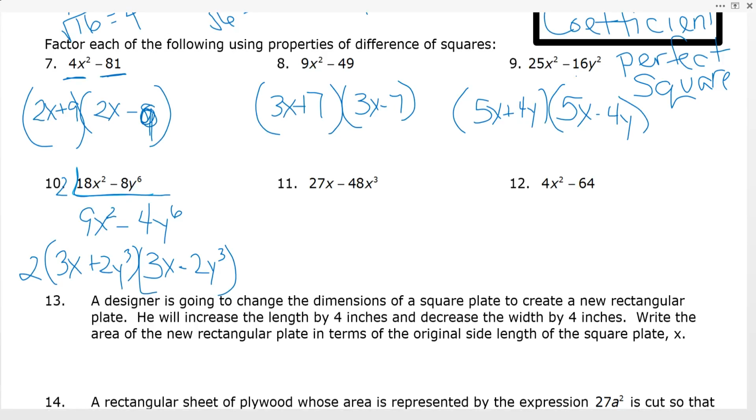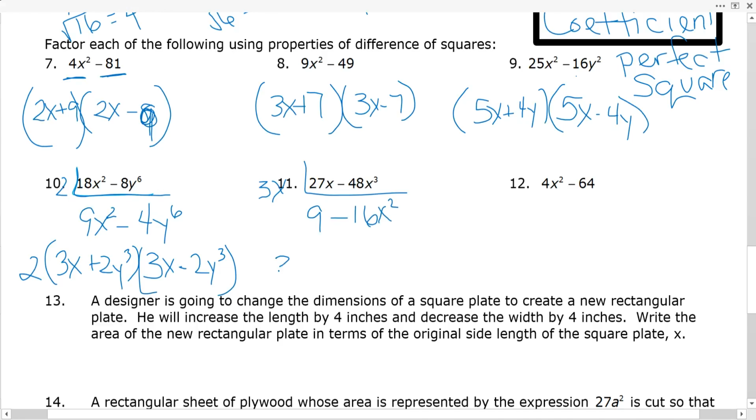Okay, same thing for number 11. 48 is not a perfect square, nor is 27. I'm going to take out a 3 and an x because I know 3 goes into 27 9 times. My x is gone. And 3 goes into 48 16 times. And I took out one of my x's. So I have 3x. Square root of 9 is 3. And I have square root of 16x squared is plus 4x minus 4x. And that's my answer.